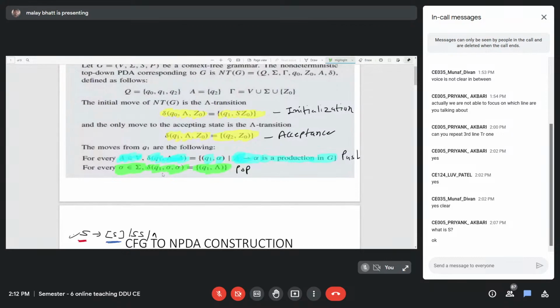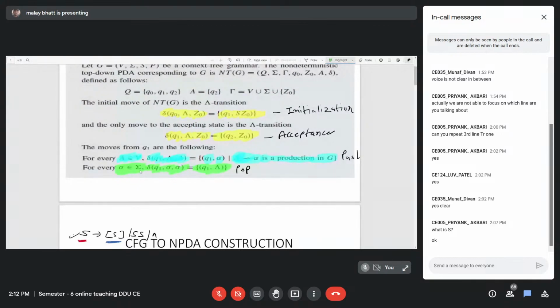It is highlighted with green color. Q1, small sigma, small sigma: so it is your state, input, and top of the stack. So Q1, small sigma and small sigma will give us Q1, null. So we'll match the input symbol and the top of the stack symbol. This rule tells that we'll match the input symbol with the top of the stack symbol, and if they are matching, we'll pop, giving Q1, null.